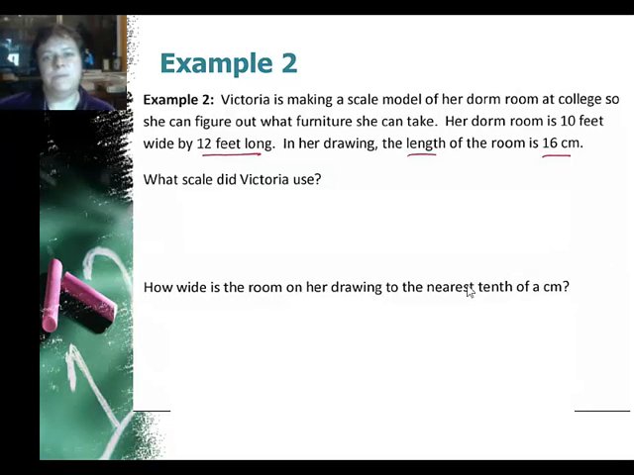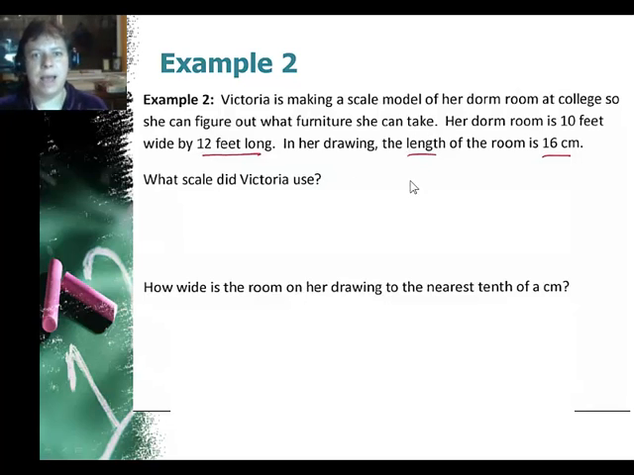In example 2, Victoria is making a scale model of her dorm room at college so she can figure out what furniture she can take. Her dorm room is 10 feet wide by 12 feet long, and in her drawing, the length of the room is 16 centimeters. So she's already started to draw her room. And the question is, what scale did she use?